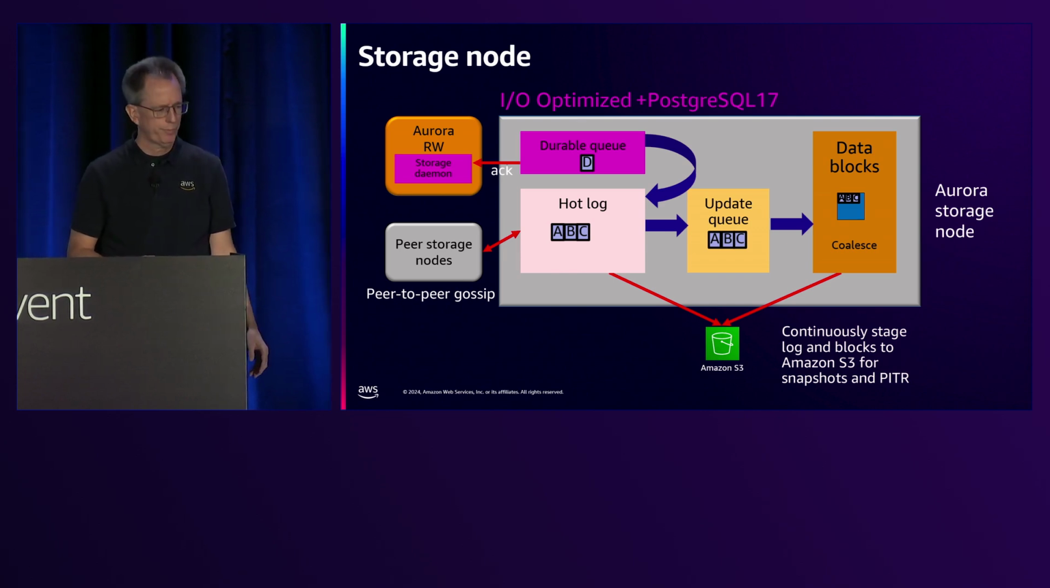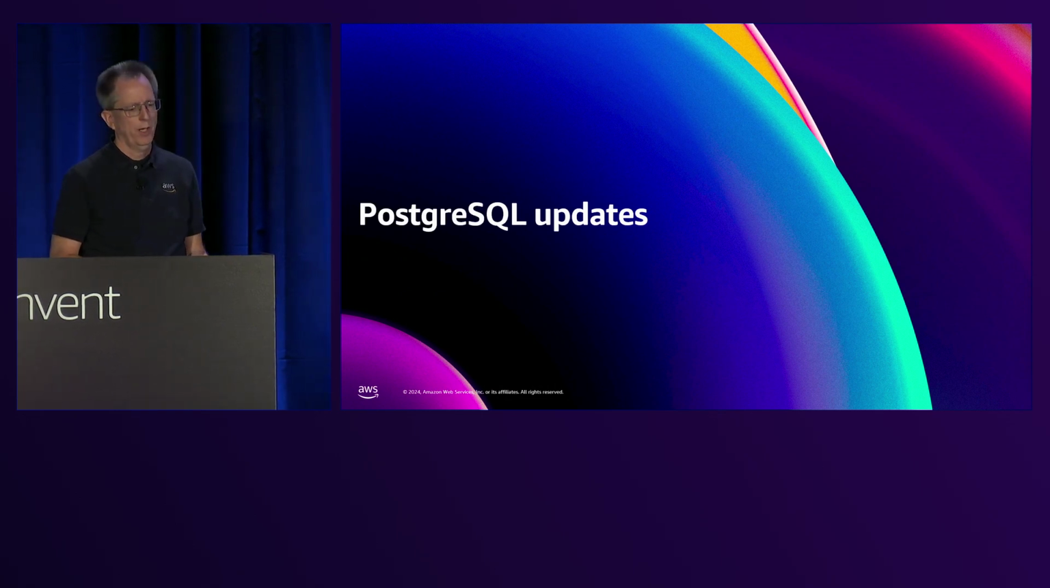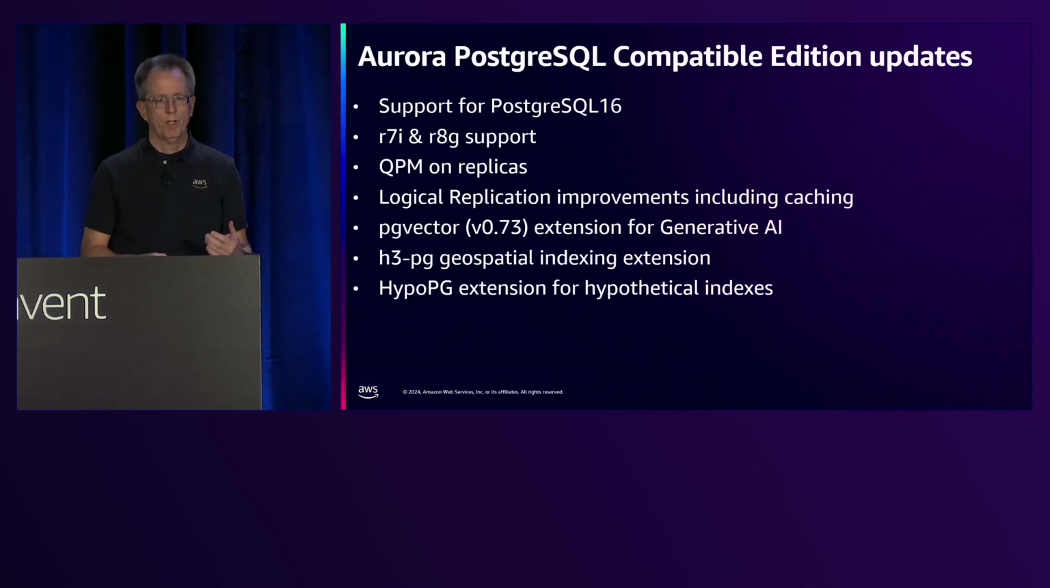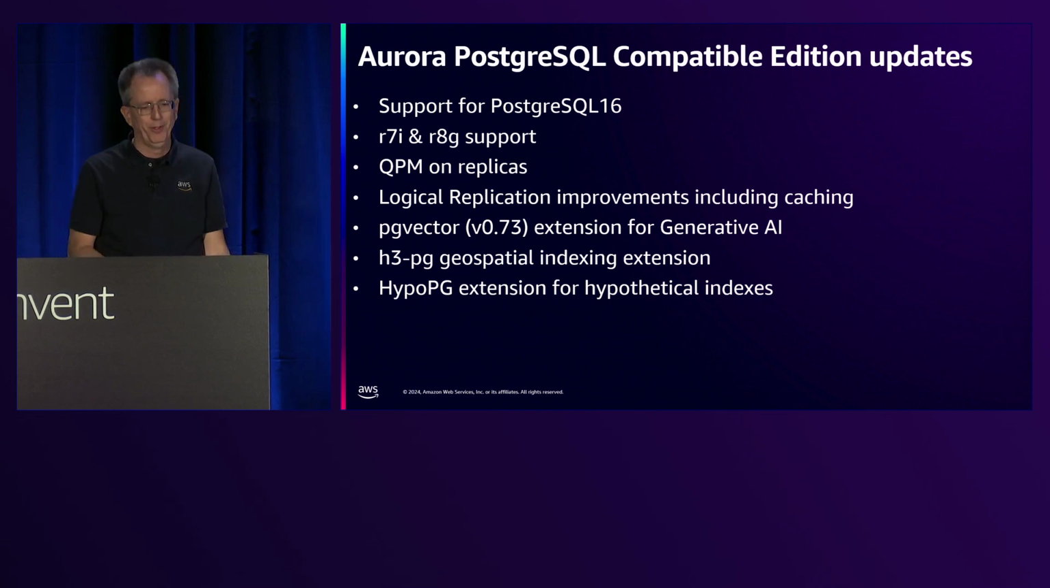So let's talk about the Postgres updates that we've had over the last year. Support for Postgres 16 last January. We've just launched R7i and R8g support for families. We now allow our query plan management, that's our plan stability feature, to run on replicas. So replicas can have their stable plans too. I don't know why they didn't before, but now they do.